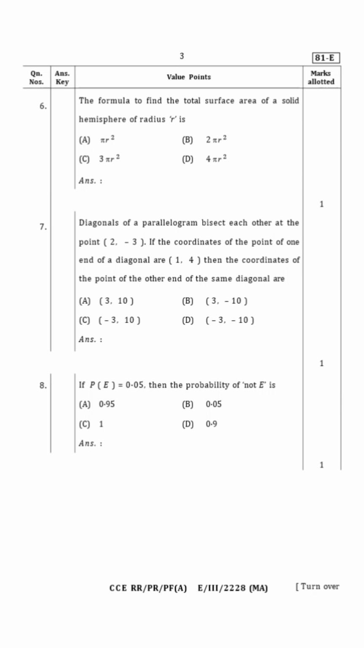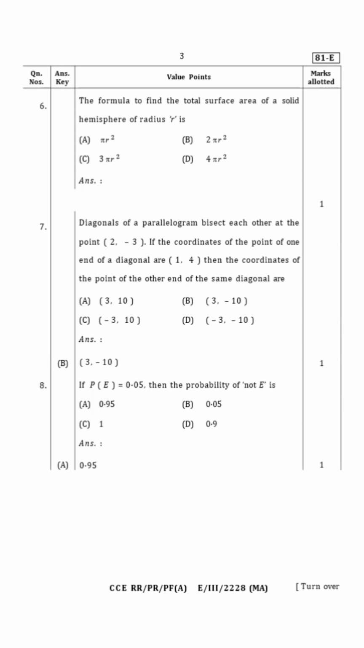Now the sixth question. The formula to find the total surface area of the solid hemisphere of radius r is. The question is taken from the chapter surface areas and volumes. The option number C, 3 pi r square, is correct here.